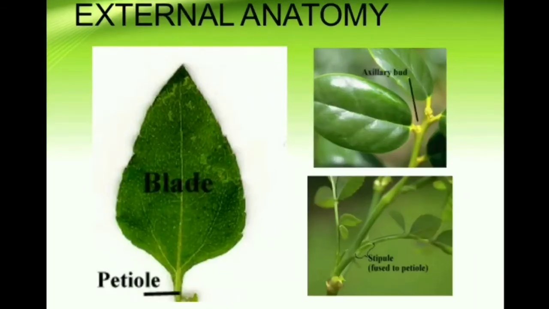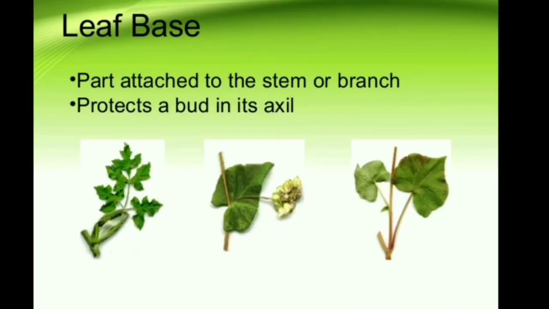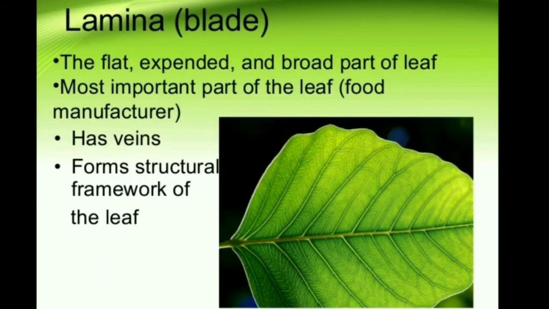Look at the picture. This is a leaf blade, and here the stalk part is known as the petiole. The leaf base is the part where it is attached to the stem or the branch. What is lamina or blade? The flat, expanded and broad part of the leaf, and the most important part of the leaf which produces the food, is known as the lamina or the leaf blade. It has veins and forms a structural framework of the leaf.